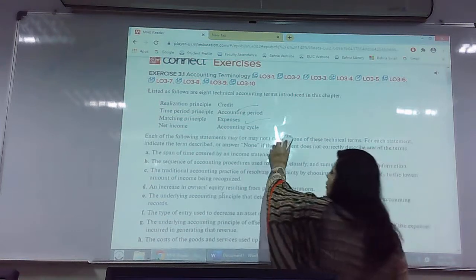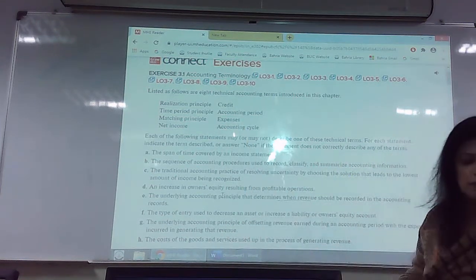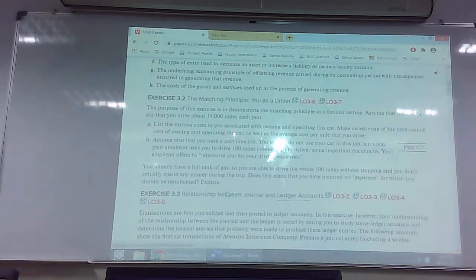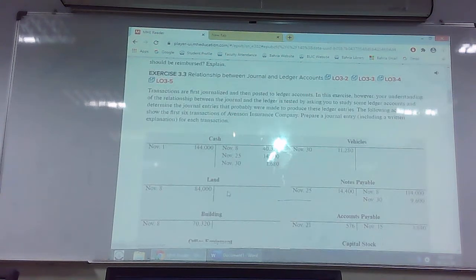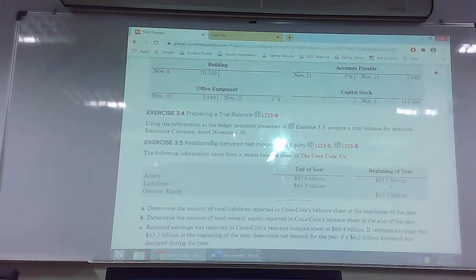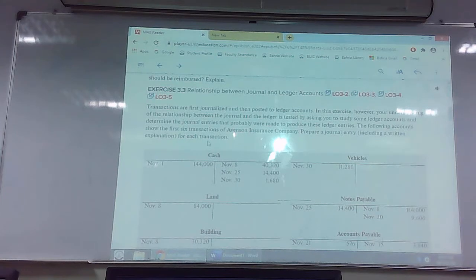And now we're moving on to the next part, which I guess is 3-4. Okay, now this is 3-3 first of all. And then 3.4 is also preparation of trial balance. Let's just also look at this, but 3.3 is very important.